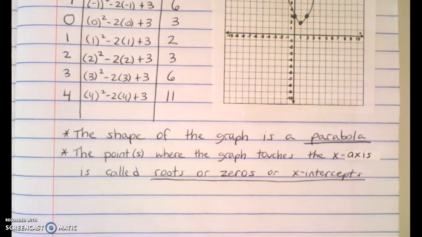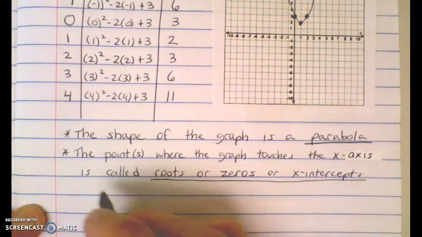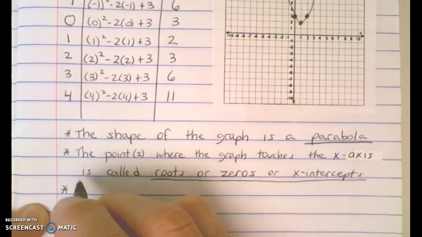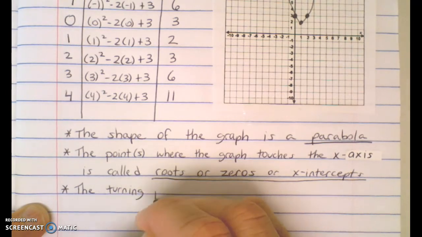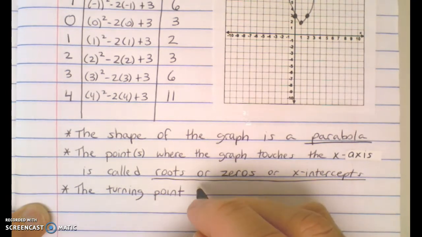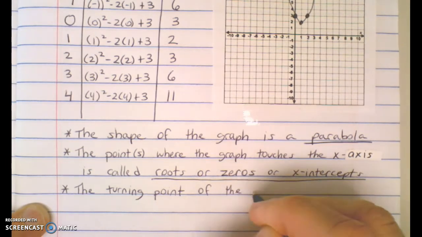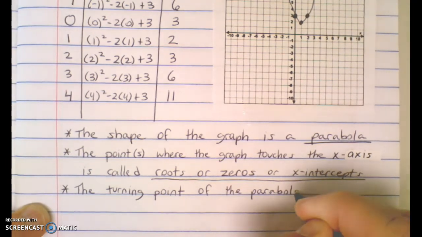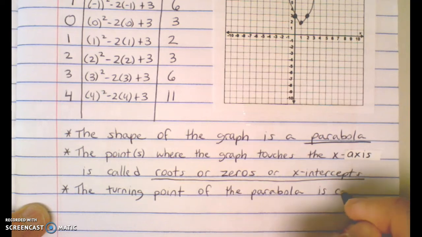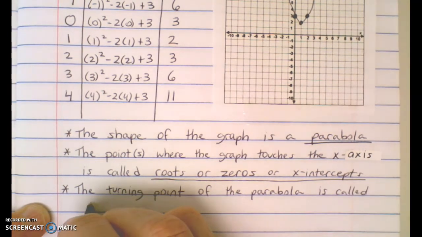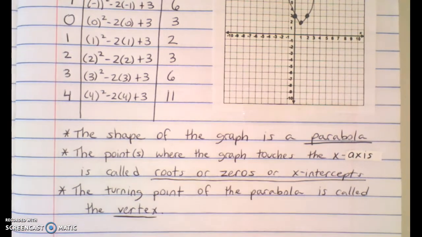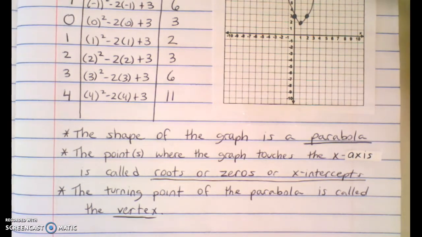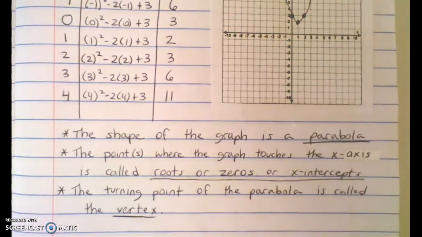Some other key features that we should know about. There's something called the turning point. So the turning point of the parabola is called the vertex. The turning point is when you're looking at the graph and you're on the graph, the turning point is when the graph changes directions.